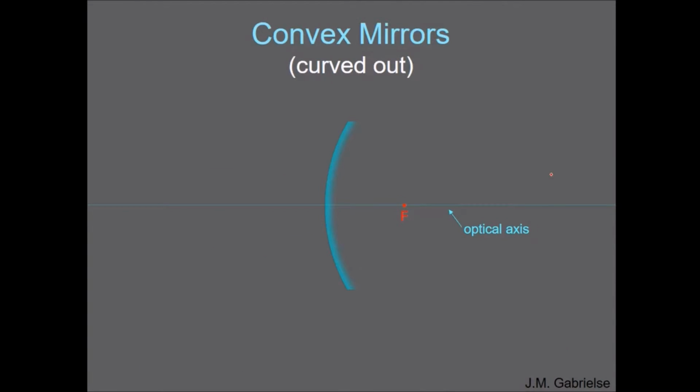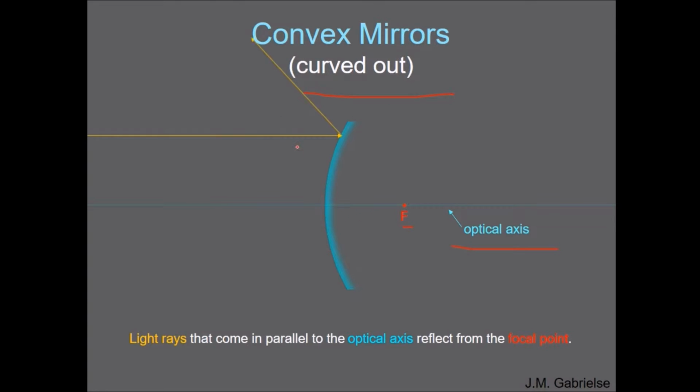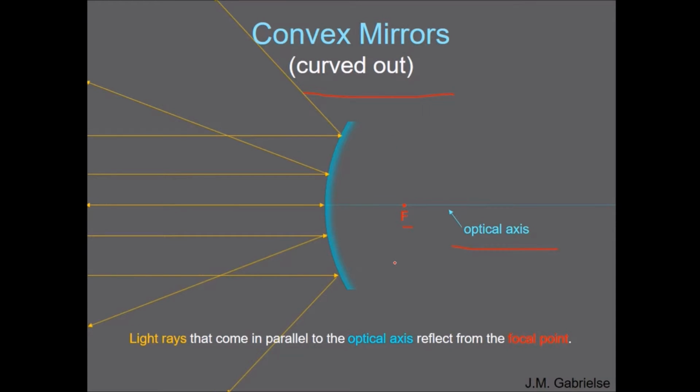Now the convex mirror. These are curved out, and this is the focal point, and this is the optical axis. Light rays that come in parallel to the optical axis reflect as if from the focal point. And the focal point is considered virtual since sight lines, not the light rays, go through it.